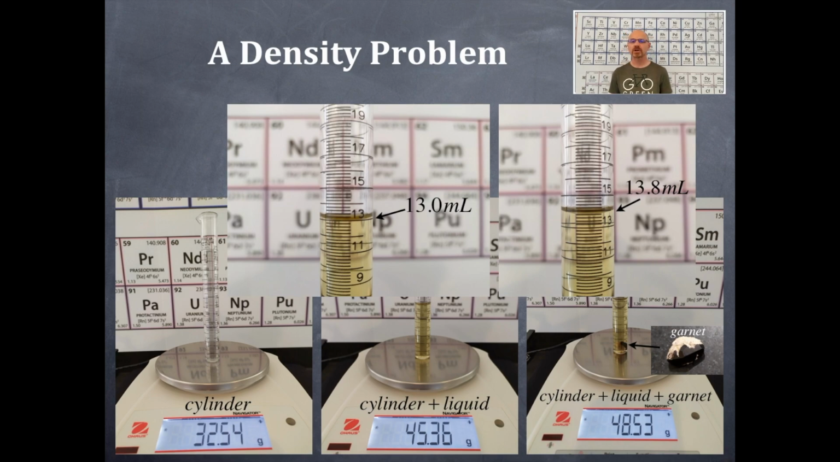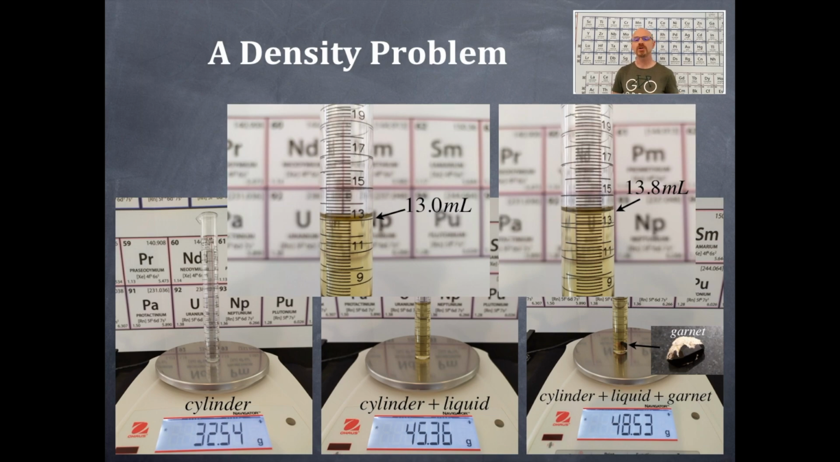So the question is, we're trying to get the density of the garnet. Which two situations are we going to be using? Are we going to be using the empty graduated cylinder? The graduated cylinder with the aqueous liquid? Or the graduated cylinder with the liquid and the garnet in it? Again, remember, we're trying to solve for the density of the garnet. So we need to get the mass of the garnet per unit volume of the garnet.